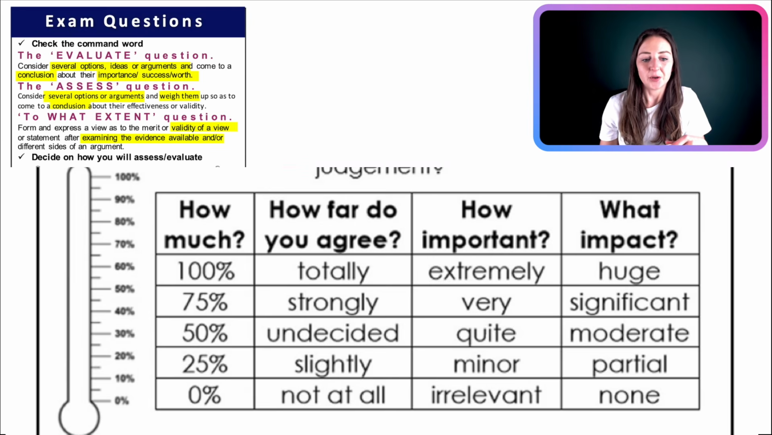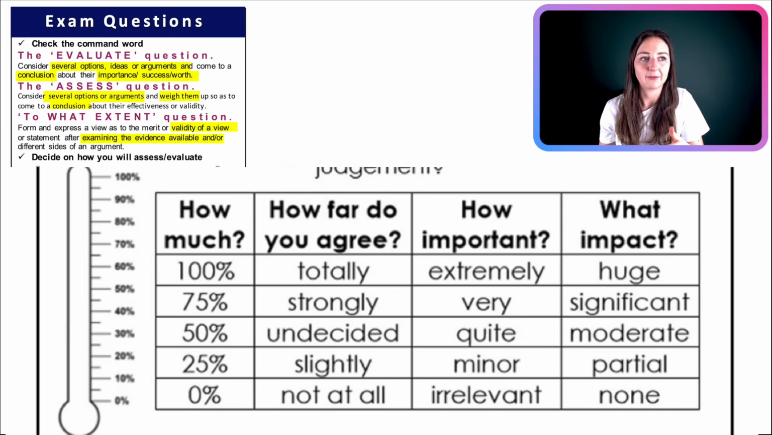So I didn't like the word totally, but do you strongly agree, or do you only slightly agree, or do you disagree? Is it extremely important, very important, quite important, only important to a minor extent? And what's the impact? Huge, significant, moderate, partial, or no extent? So those are quite useful when thinking about how you're going to make a judgment. And I'd say that you get marks for evaluative writing, which we're going to talk about, but you just want to make sure you are not sitting on the fence.